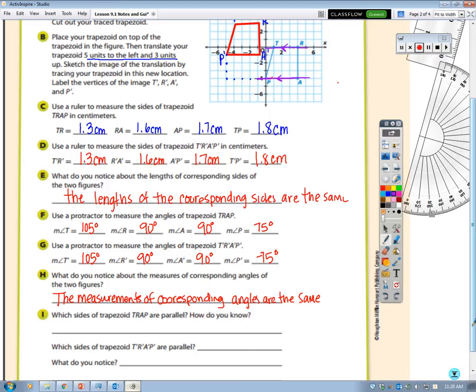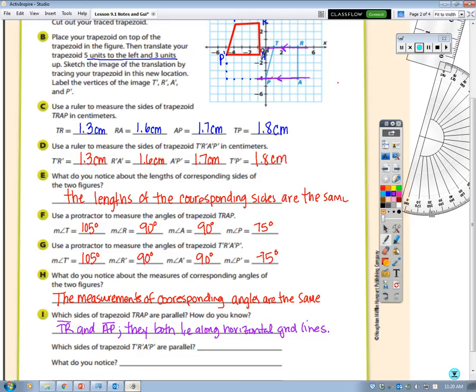So we know that line TR, and this is how you indicate that, TR with a line over it, and AP are parallel. We know this because they both lie along horizontal grid lines. Let's go back. Which means they have the same slope, right? So which sides of TRAP prime, right? So of our image, are parallel?